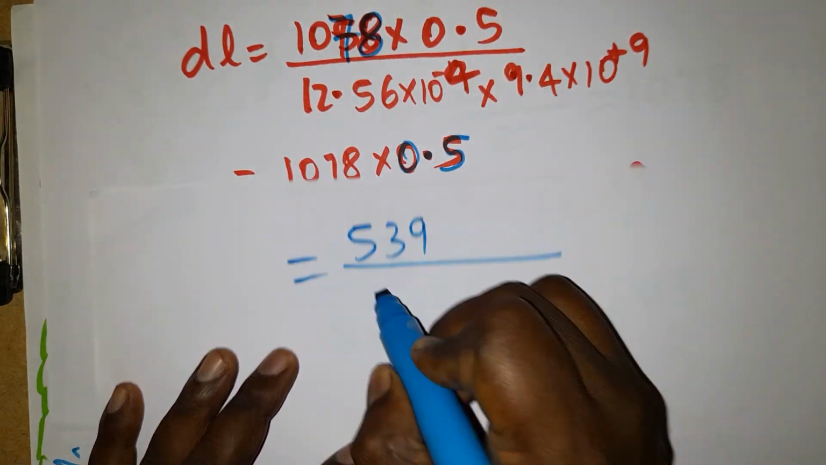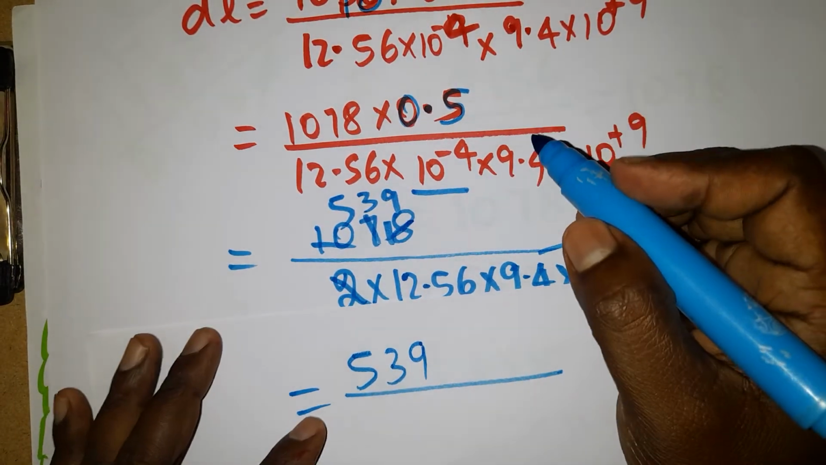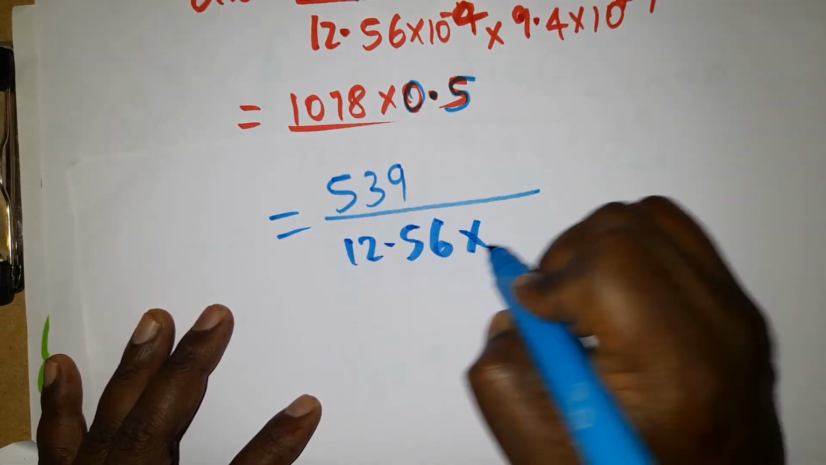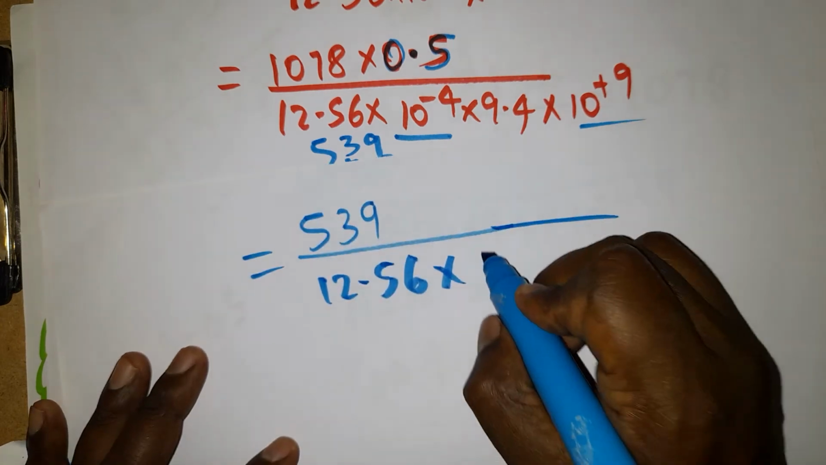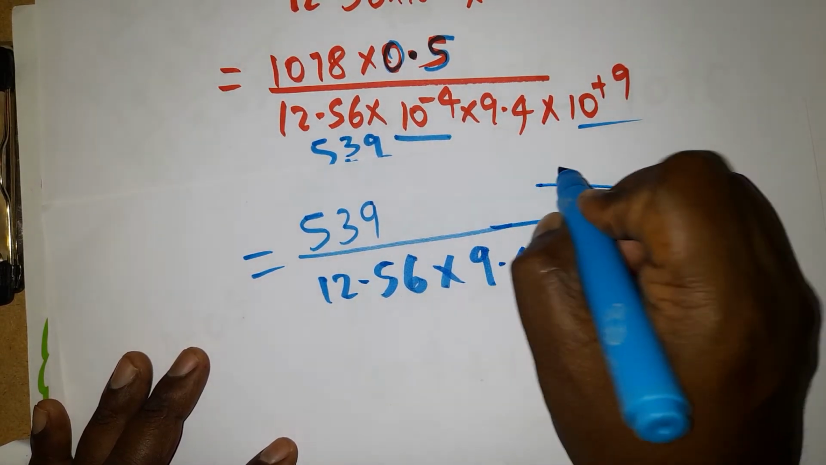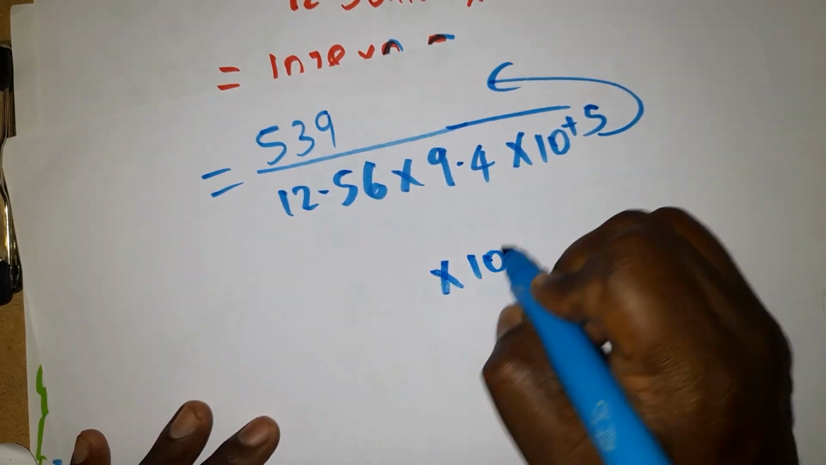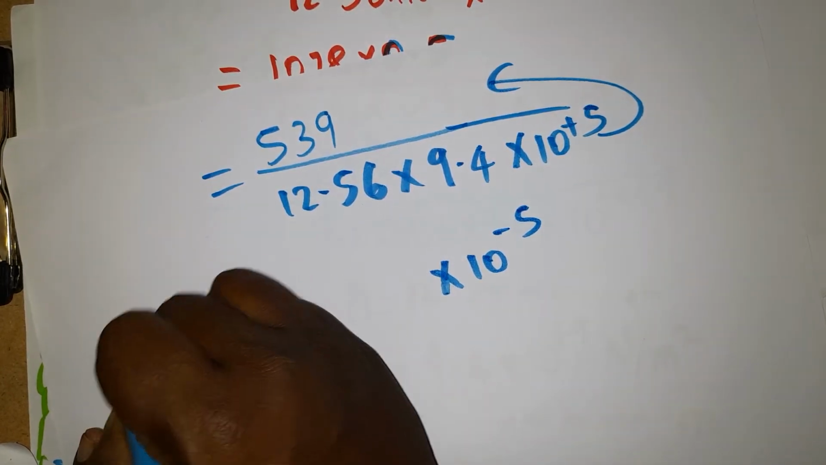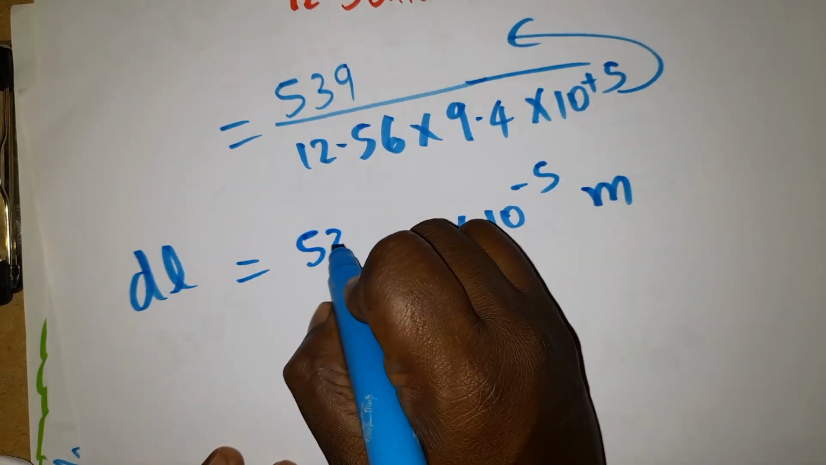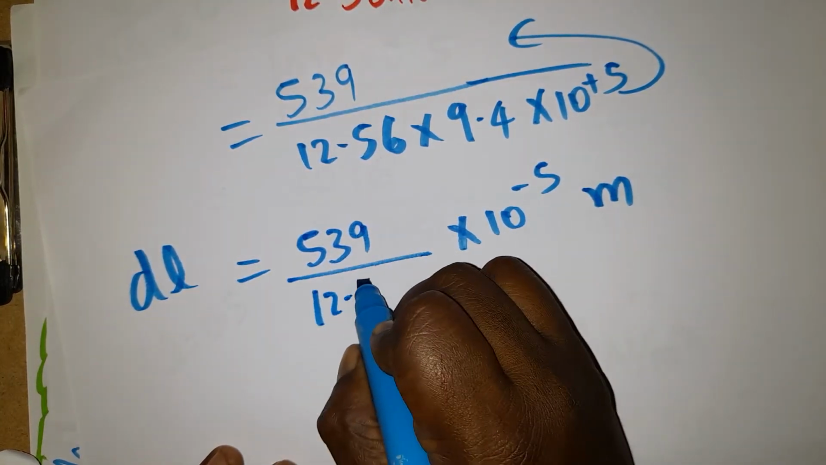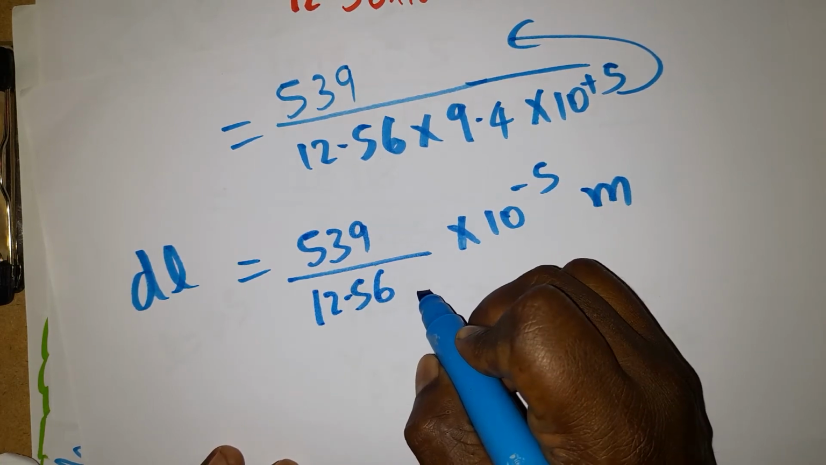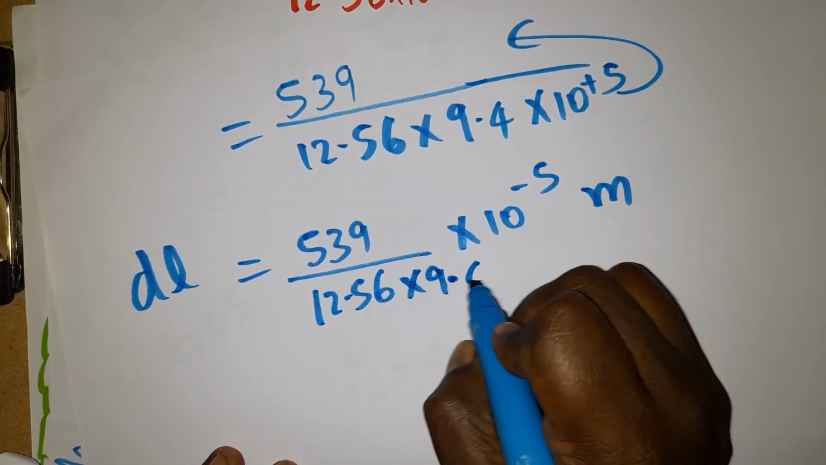539 divided by, just approximate calculation, divided by 12.56 into just 9.4 into 10 power plus 5. If you take the numerator, minus 5 will become 10 power minus 5, is equal to, we are finding changing length, unit will be meter. 539 divided by 12.56 into 9.4. Okay, this is what we can get.